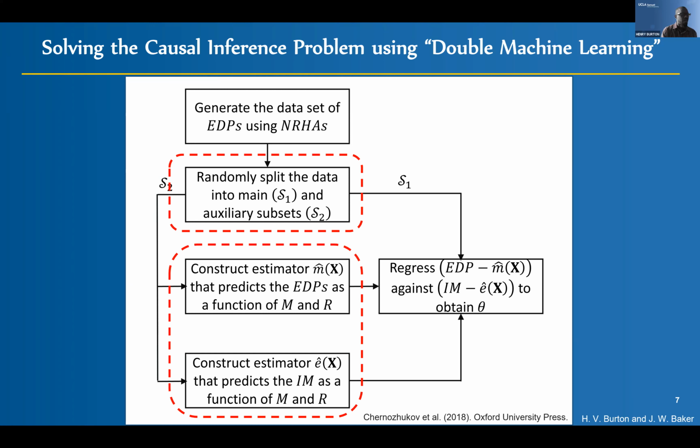Using the auxiliary part, you generate two estimators. The first uses the upstream parameters, M and R in this case, to estimate the EDPs, and this is done using a machine learning model. We use random forest for this. The other estimator predicts the IM as a function of the upstream parameters. The last step is to regress the residuals from these two estimators against each other, and the coefficient from this regression is the causal effect theta.